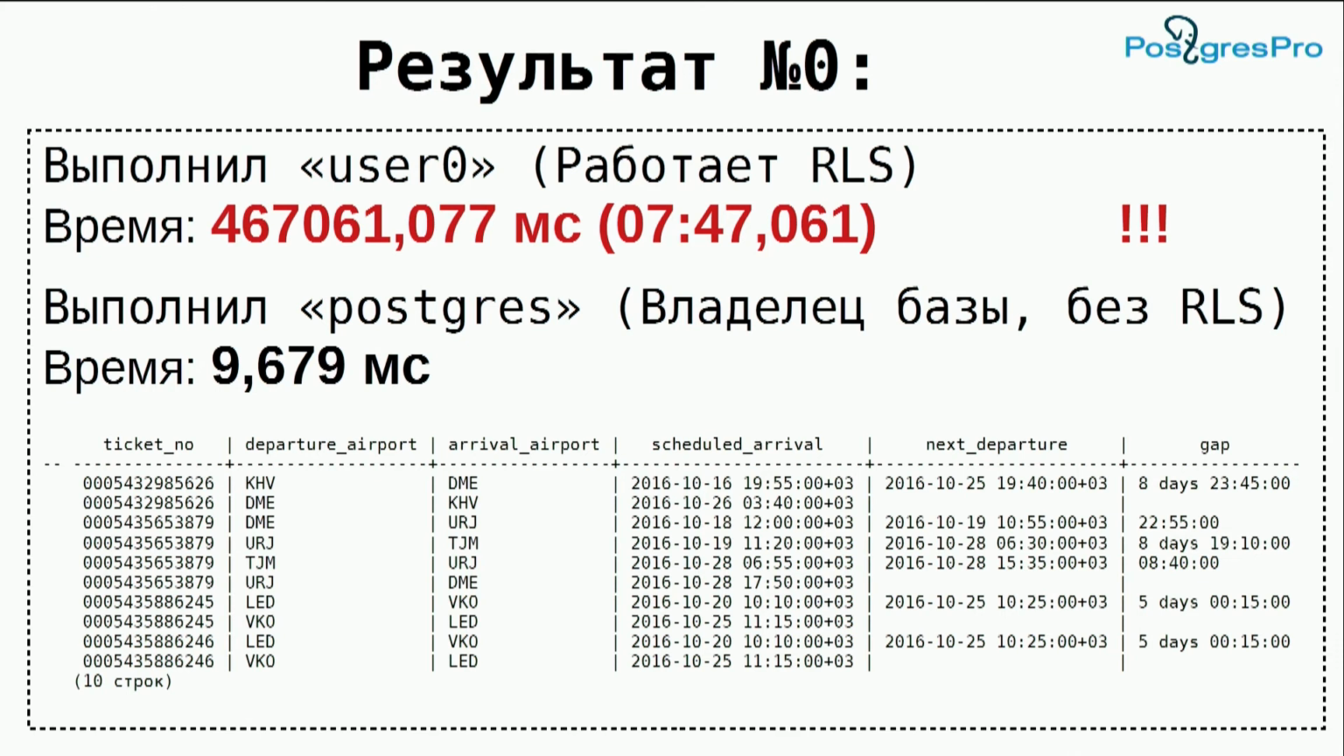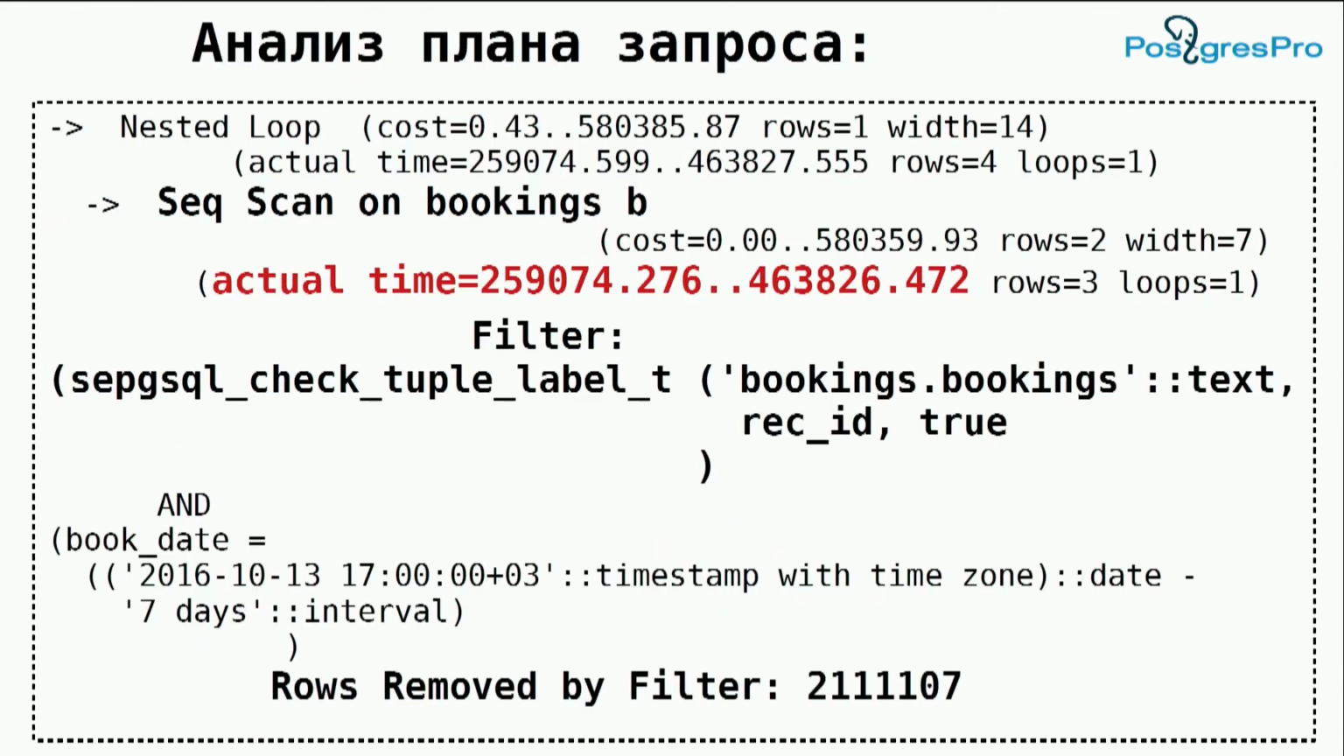15,000 times slower. So we started thinking about that. What can we do about it? Let's look at the query plan. This is the actual time.